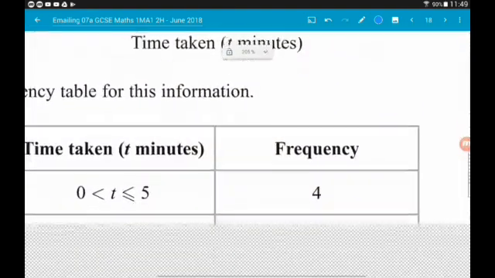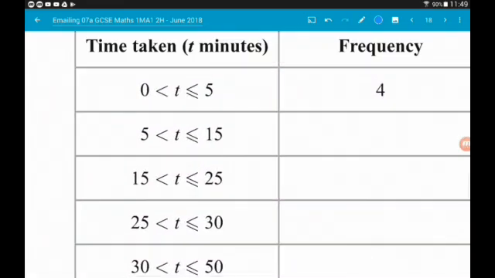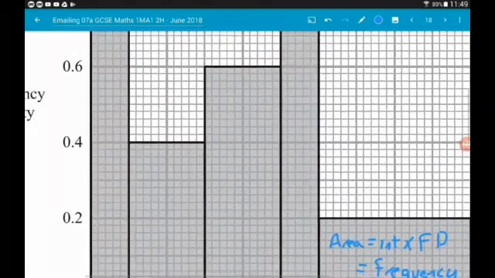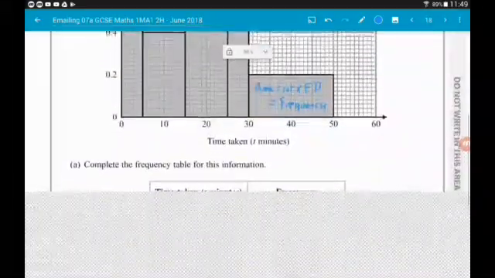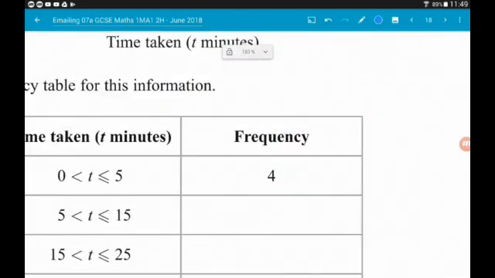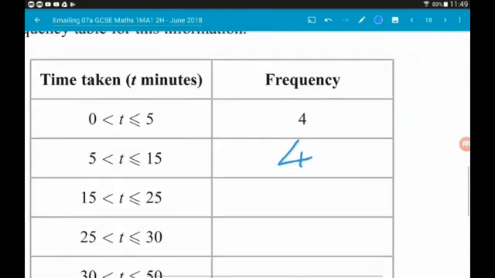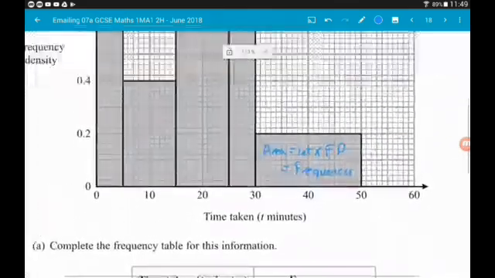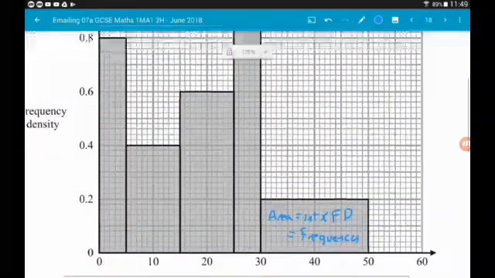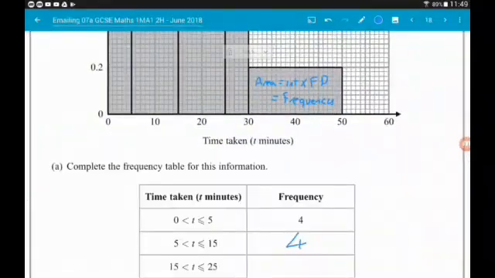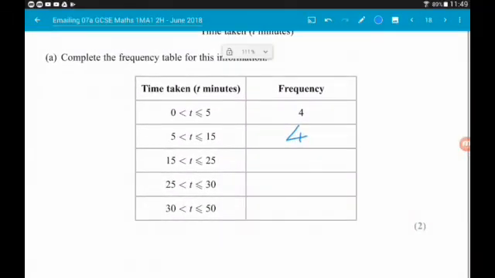So, for this second interval, 5 to 15, the interval width is 10. So now we need the frequency density, which is 0.4. So 10 times 0.4 is 4. In the next interval, the interval size is 10 again. So we need the frequency density, which is 0.6. So 10 times 0.6 is 6.